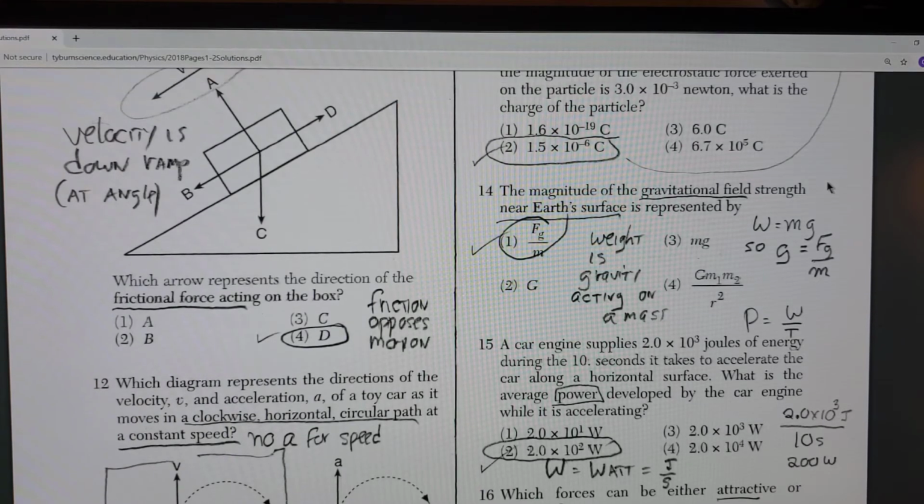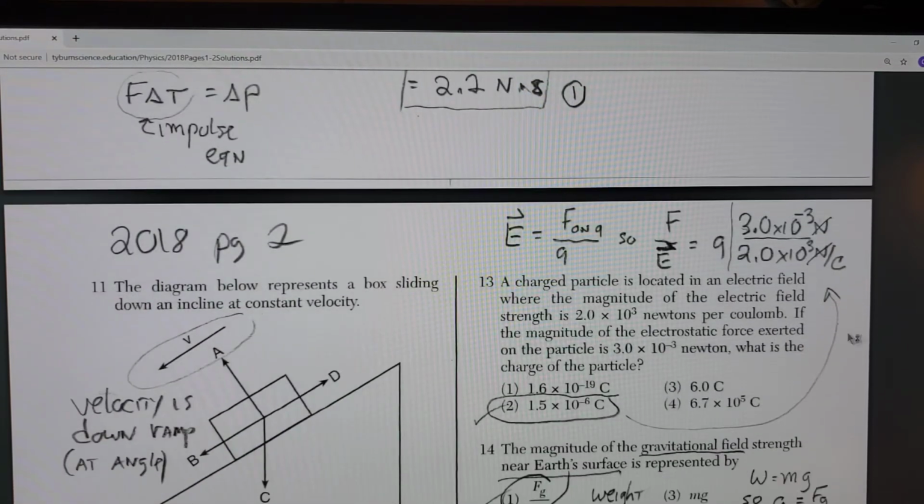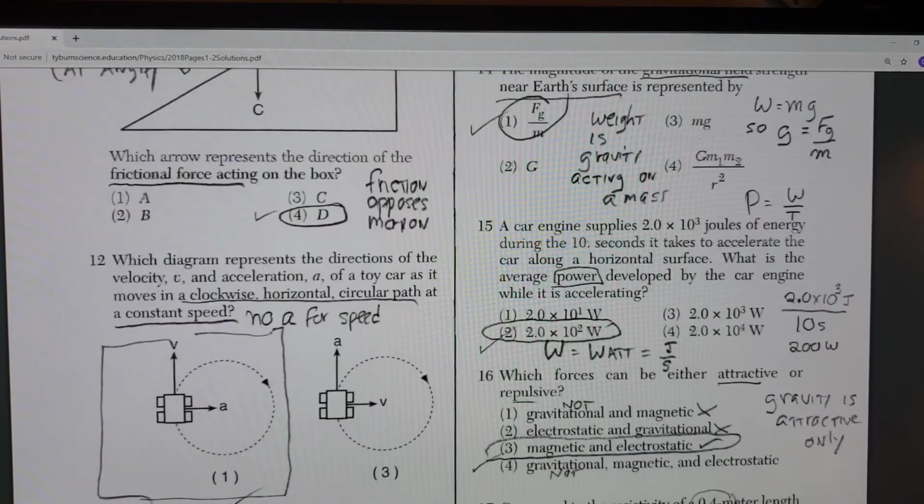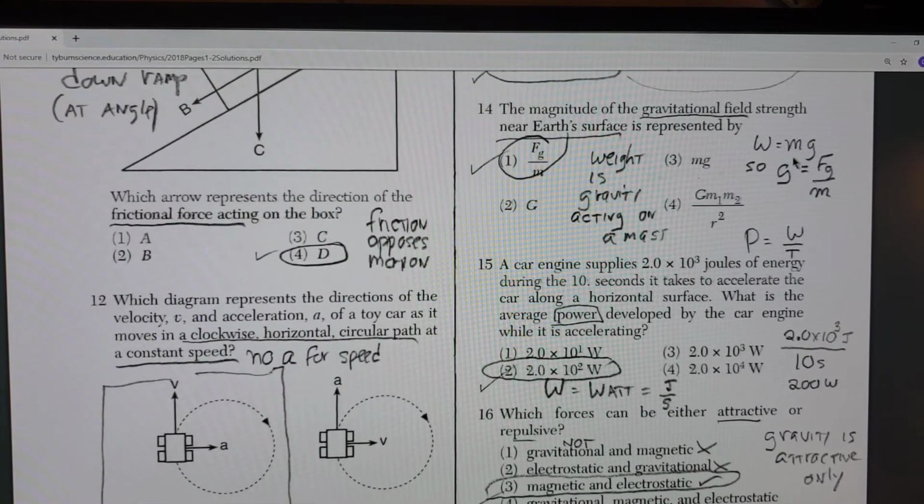Next one, the magnitude, the size of the gravitational field strength near the Earth's surface is represented by, you can actually do this a couple of ways, but just take the simplest way. We say weight is equal to mass times gravity is one thing, and we also say gravity is the force of gravity divided by the mass, just like this one on the top here said the charge was the force on the charge divided by the electric field. Let's not mix up problems. Okay, so I wrote weight is equal to mass times gravity, and that's then solved for g, F over m, and that's what's the answer.